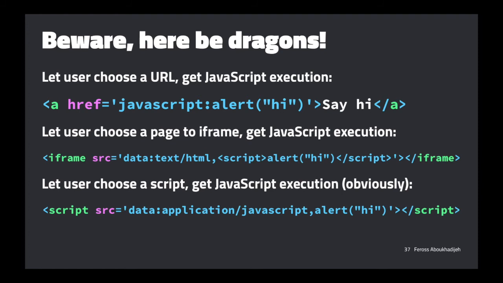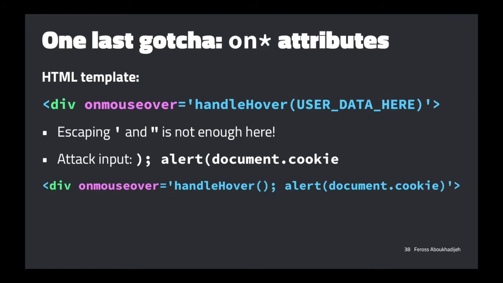Okay, so there's another gotcha with attributes. Attributes have a lot of potential attack vectors. So this is something that you'll see sometimes where somebody will say, okay, I want this function to run when the user puts their mouse over this div. Well, we also want to put some kind of user data into this function. And now it's obviously not going to be enough to just escape the single quote and the double quote, because this data is inside of a JavaScript context in addition to an HTML context.